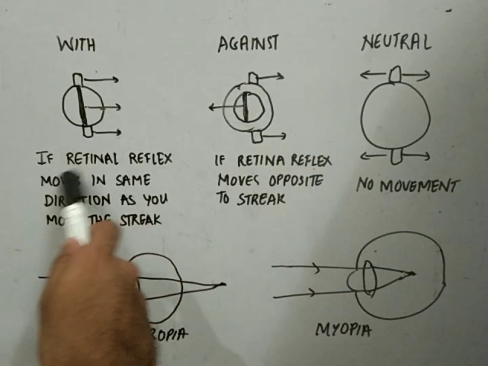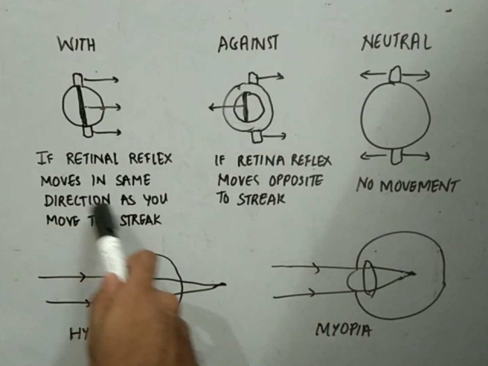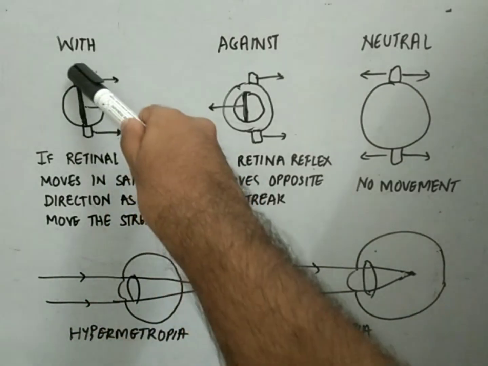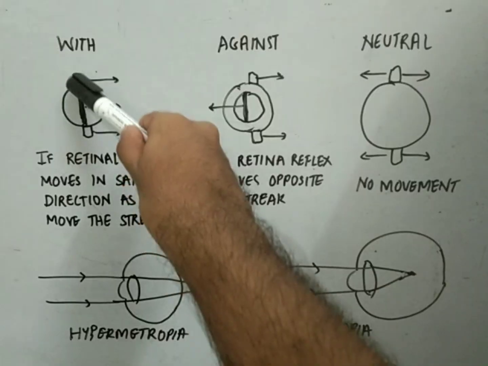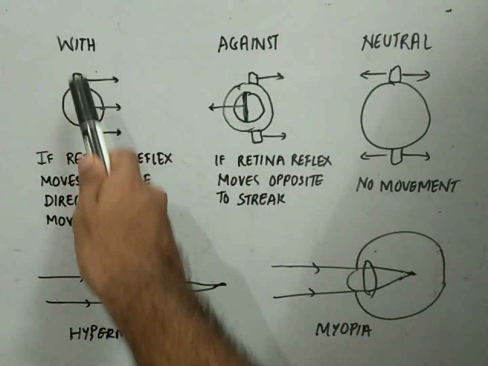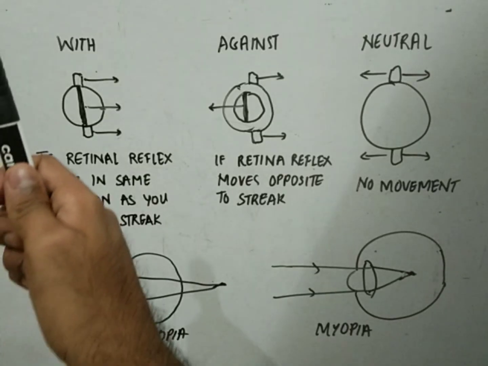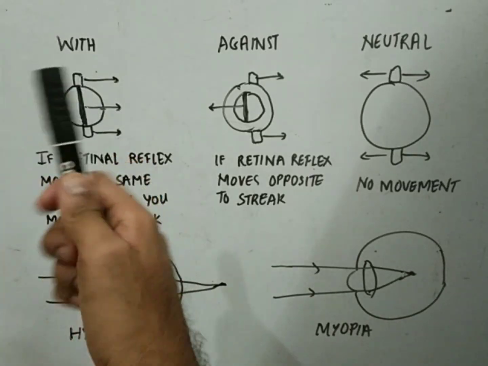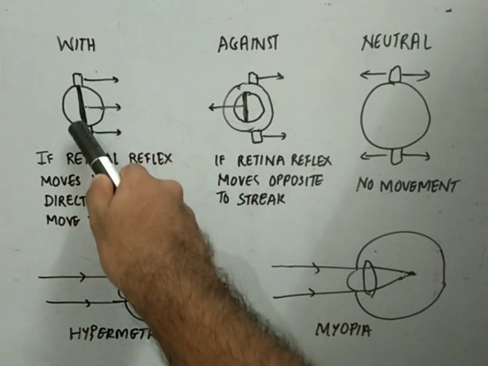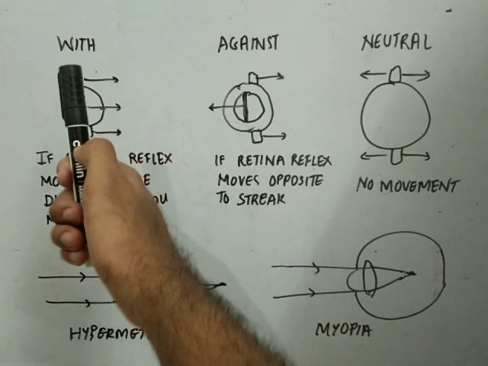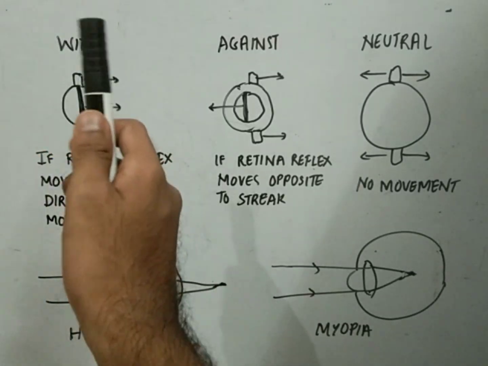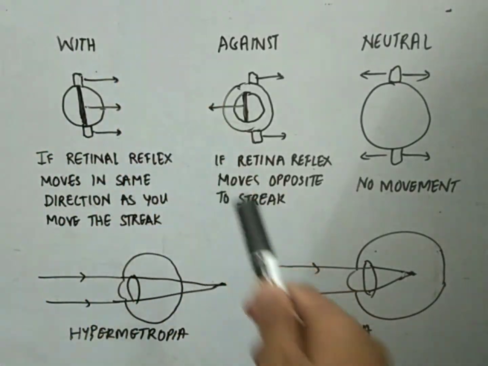Now if the retinal reflex moves in the same direction as you move the streak, so this outside is the streak and this inside is your reflex. So we are putting the streak of light from the retinoscope, and that streak will move with your retinoscope. Now if the reflex which is formed also moves with the direction of the retinoscope, that means it is a with movement.